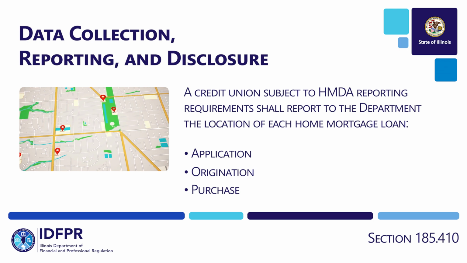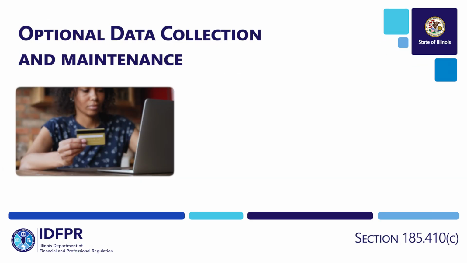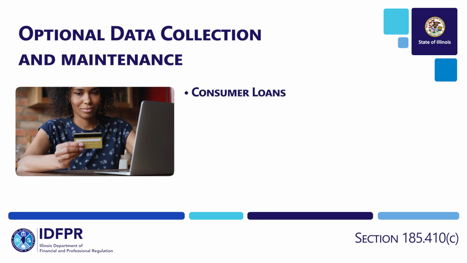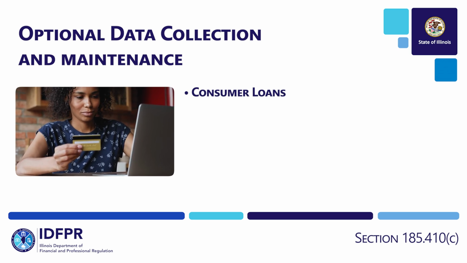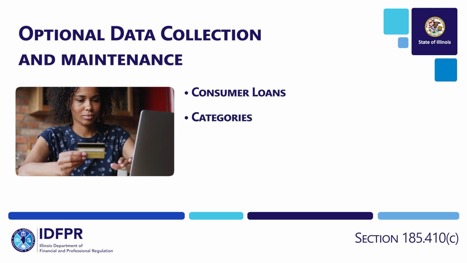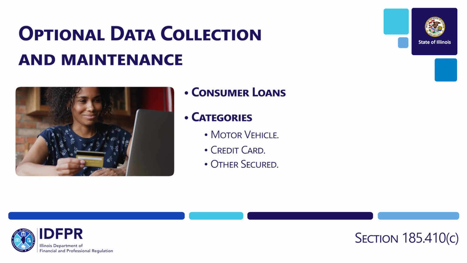union's assessment field. Optionally, under the lending test, a credit union may collect and maintain data for consumer loans that were originated or purchased by the credit union. A credit union may maintain data for one or more of the following categories of consumer loans: motor vehicle, credit card, other secured, and other unsecured loans.